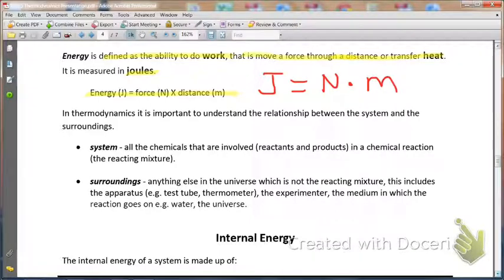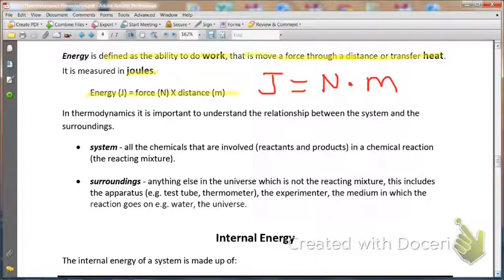Now, what else is important to understand about energy? Well, in thermodynamics, it's important to understand the relationship between what we call the system and the surroundings. So let's define these two. The system includes all the chemicals that are involved. That's both the reactants and the products in a chemical reaction. Often we call it a reacting mixture. The system is anything that we're really focusing on. For us as chemists, the system is usually the chemicals, the chemical reaction that's occurring.